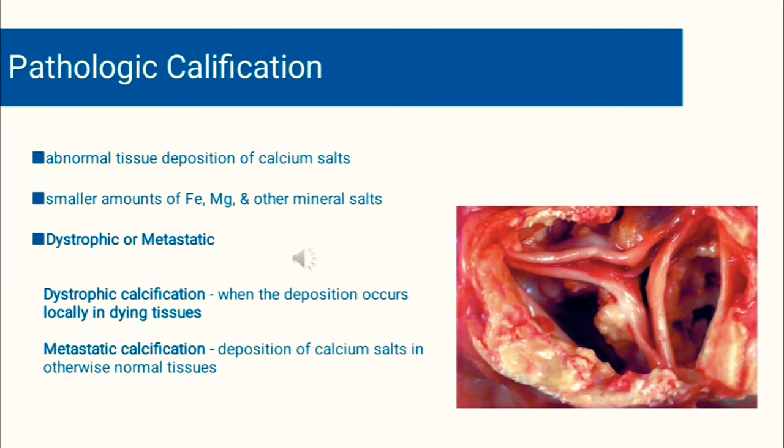There are two forms of pathologic calcification. When the deposition occurs locally in dying tissues, it is known as dystrophic calcification. It occurs despite normal serum levels of calcium and in the absence of derangements in calcium metabolism. In contrast, the deposition of calcium salts in otherwise normal tissues is known as metastatic calcification, and it almost always results from hypercalcemia secondary to some disturbance in calcium metabolism.